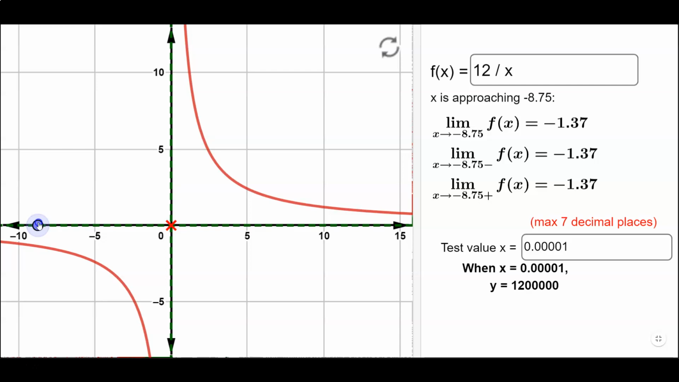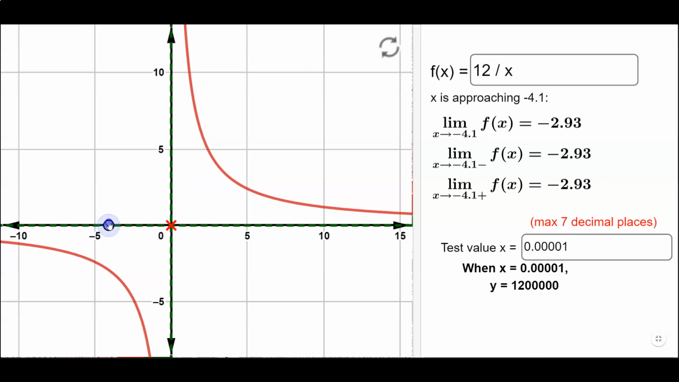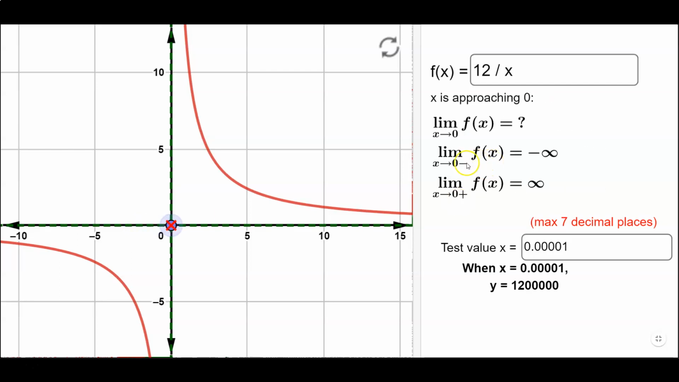No. It has to do with what side of 0 you're on. So watch, see how I'm dragging the dot now? I'm coming in from which direction? The left, or negative. So as I move towards 0 from the left side, see the middle limit here? As x approaches 0 from the left, the y coordinate approaches negative infinity.